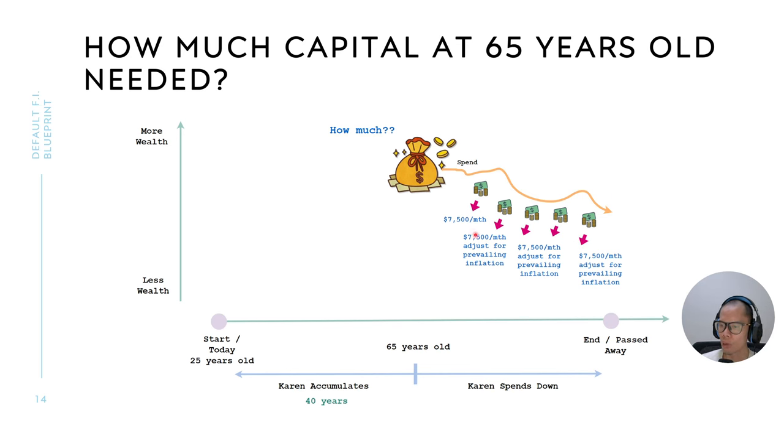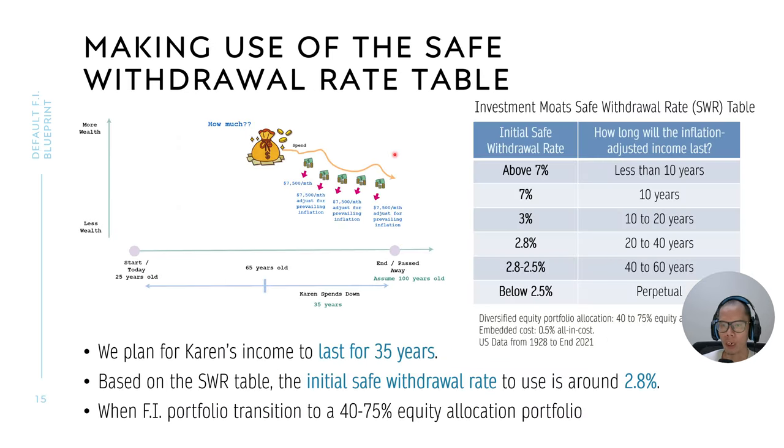So we have a certain idea. We want an inflation adjusted income of about $7,500 a month, like this. Now we need to figure out how much capital this requires. The way we figure it out is to use that safe withdrawal rate table.